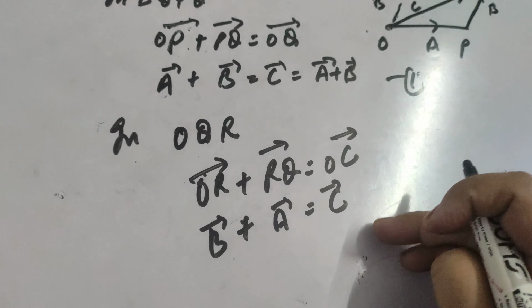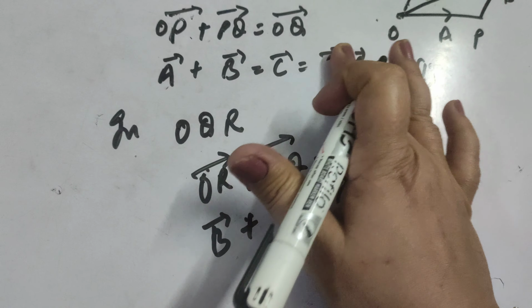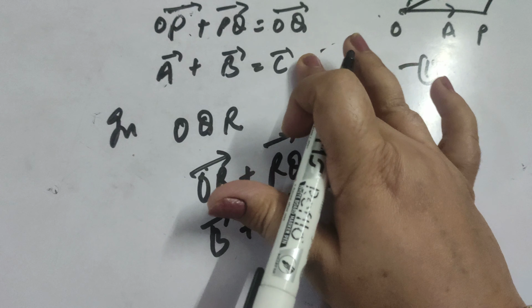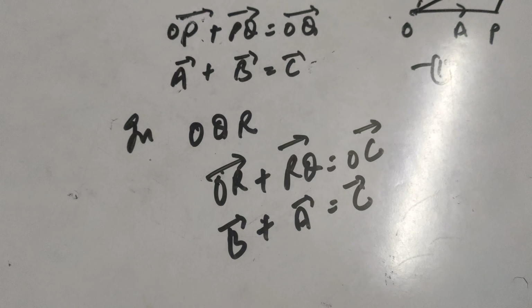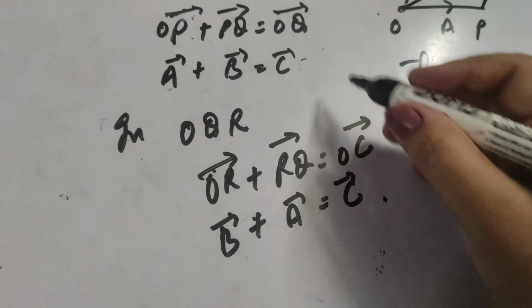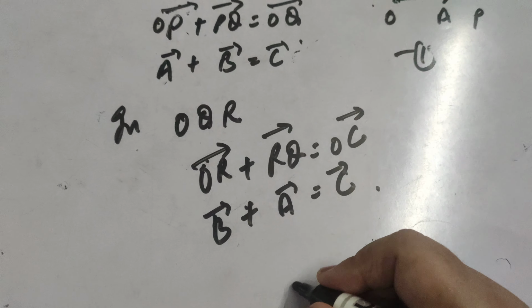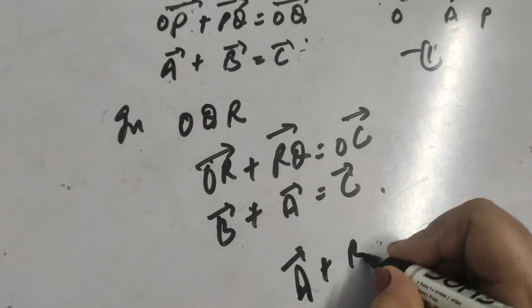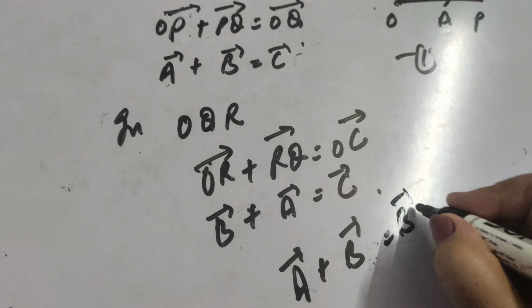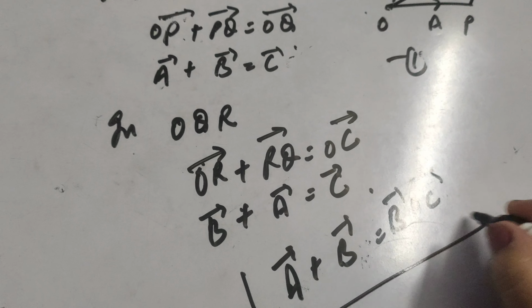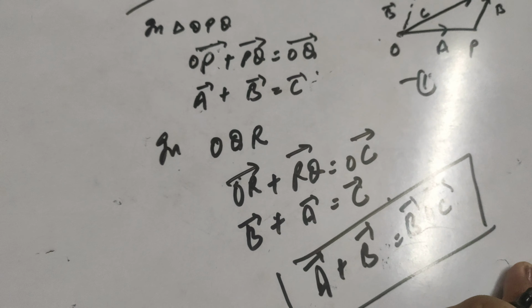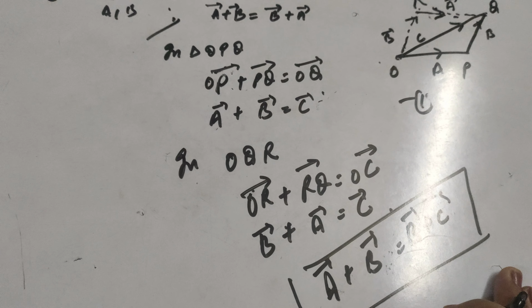So we can erase it now, so that there is no confusion. The right hand side is equal to C, so we can write here A vector plus B vector is equal to B vector plus A vector, hence proved, right? This shows that vectors are commutative in nature.